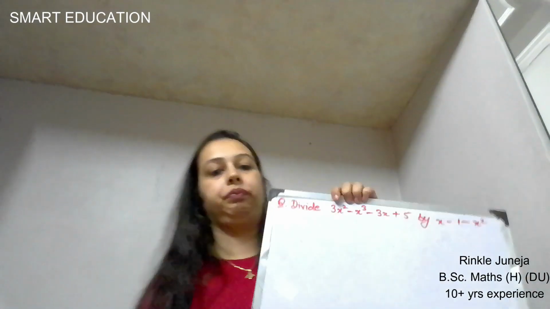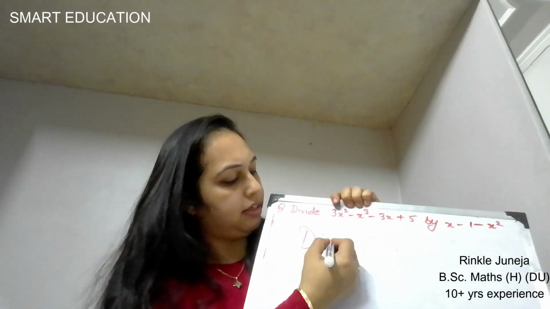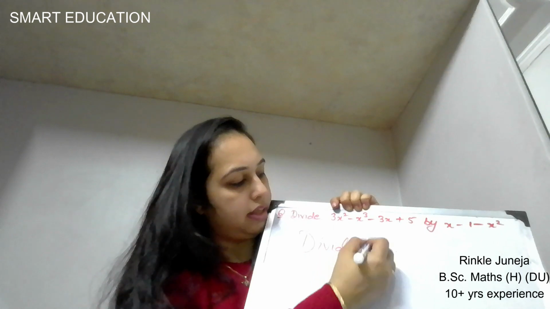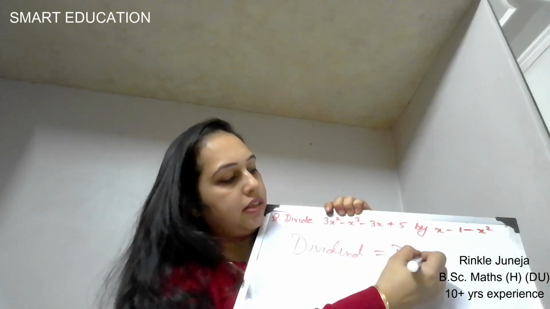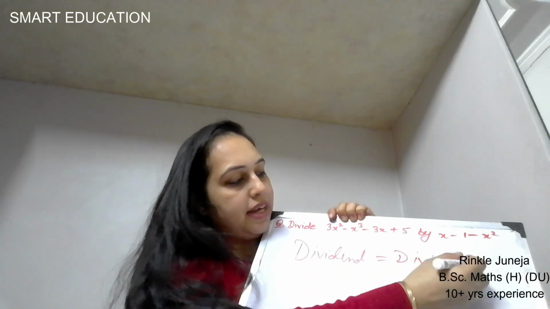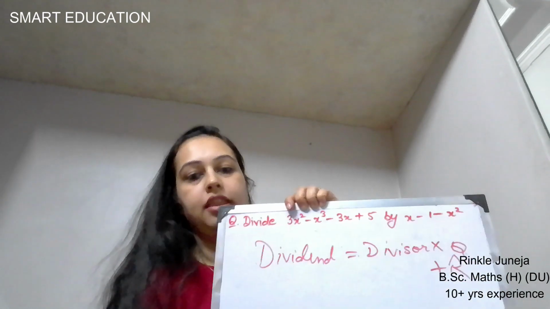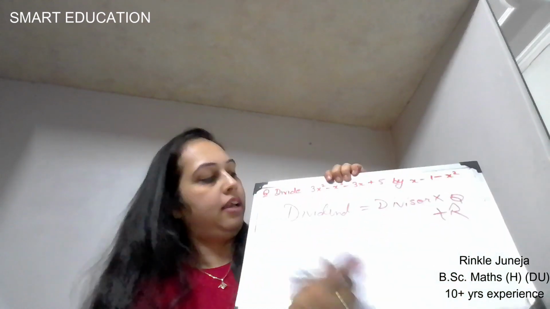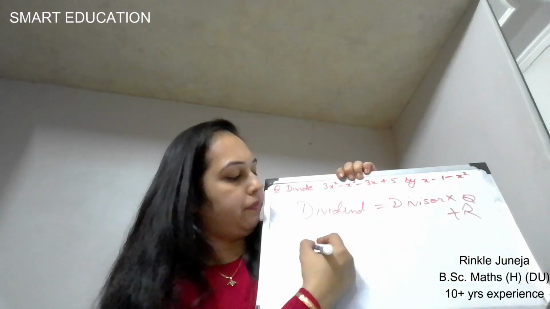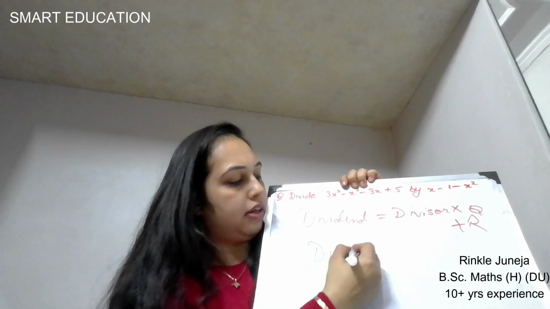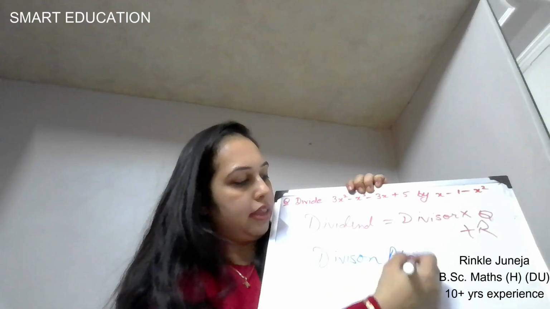Now, do you remember the division algorithm? What does the division algorithm say? Division algorithm says dividend is equal to divisor multiplied by quotient plus remainder. This is called the division algorithm.